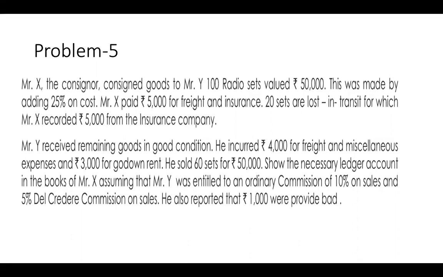Okay, X is the consigner. Goods sent on consignment, 50,000. This is including a profit of 25% on the cost. It is invoice price, and he paid 5,000 for freight and insurance. Freight and insurance are direct expenses, to be part of the goods. We add this amount to calculate the value of the stock.